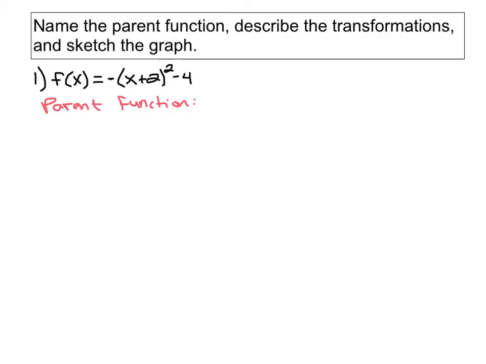Basically a parent function is the function without any of the shifts, flips, or any kind of transformation. So looking at this guy, think back to our most common functions. So in this case our parent function is going to be y equals x squared. Just looking at this little squared here. Okay, so now we got to name our transformations.